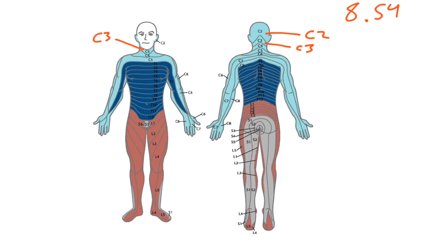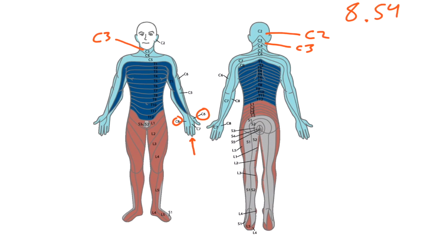And then C6 is the thumb, and C7 includes this middle finger. And on this particular map, we see that it includes the index finger as well. Just understand that on different dermatome maps that you'll see, there's going to be slight variation. So what's most important is to recognize that the C7 dermatome includes that third digit. And then C8 includes the fifth digit, or the little finger.